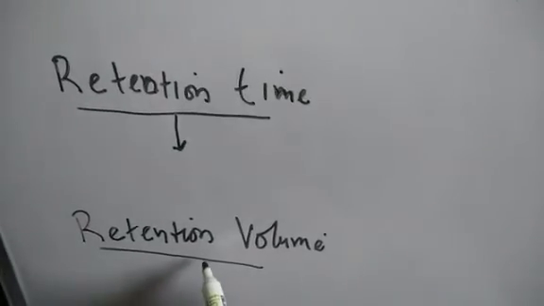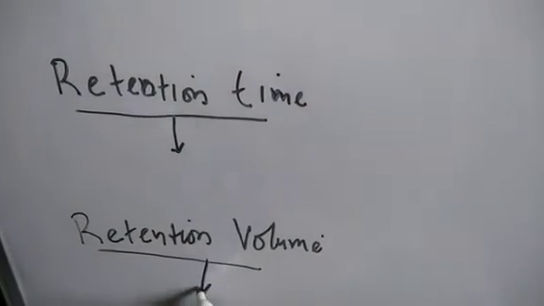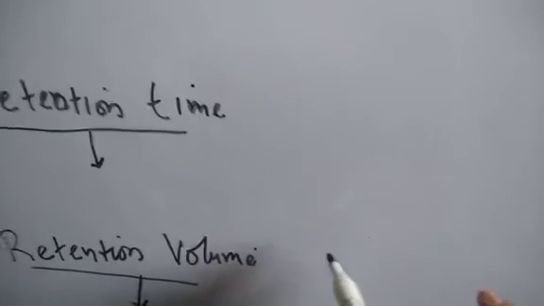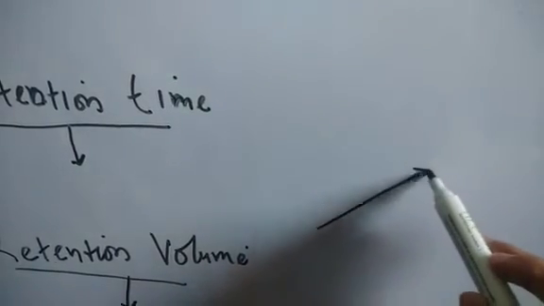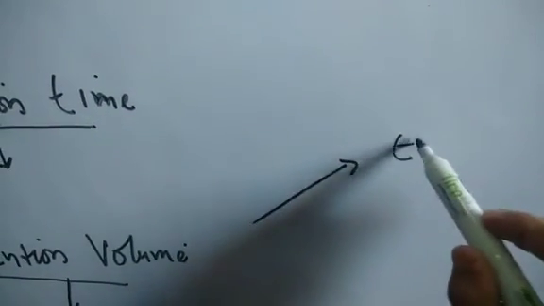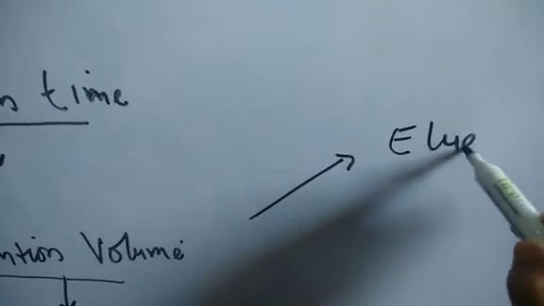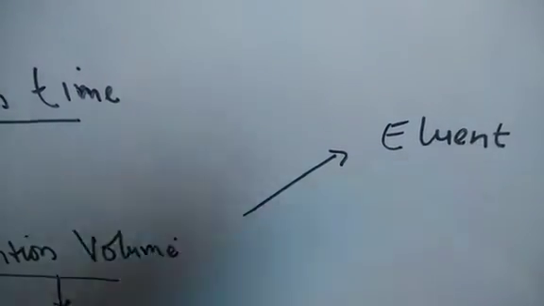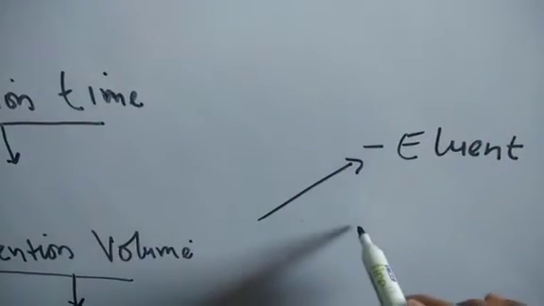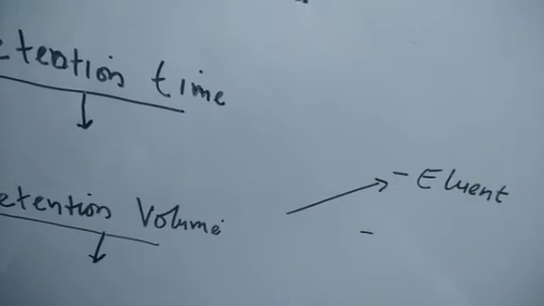Now to explain retention volume, we'll go towards one more entity. We'll explain eluent, and then another term called eluate.